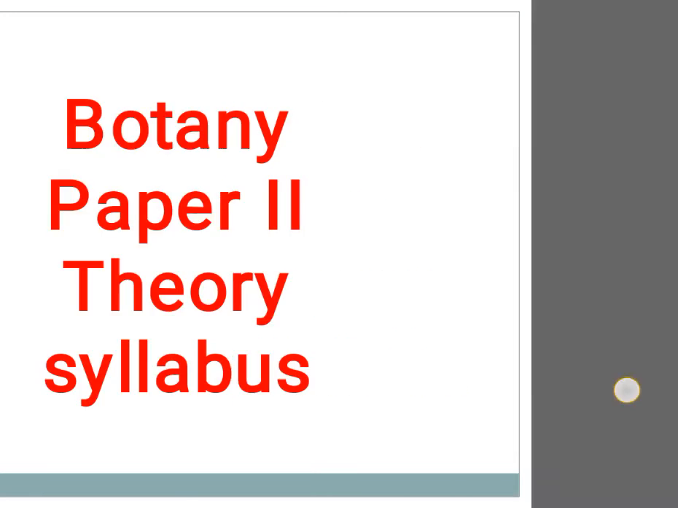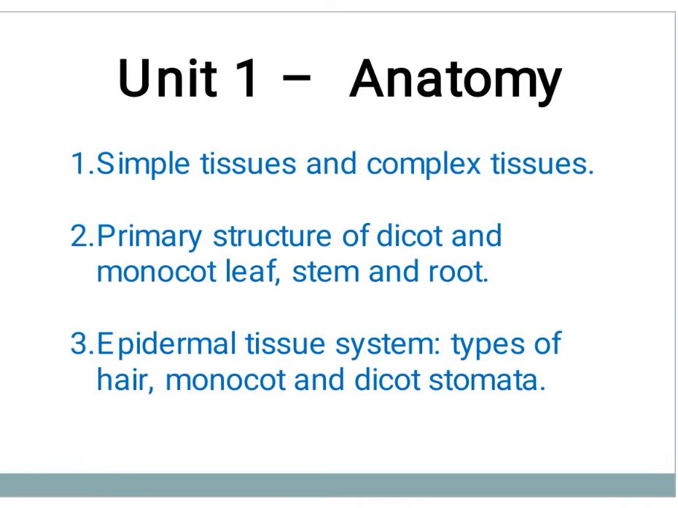Now let's continue with the Botany paper 2 theory syllabus. In paper 2 you will have 3 units: unit 1, unit 2 and unit 3. Unit 1 is known as anatomy. Anatomy means the study of internal structure of plant parts, and in this unit the first topic is simple tissues and complex tissues.